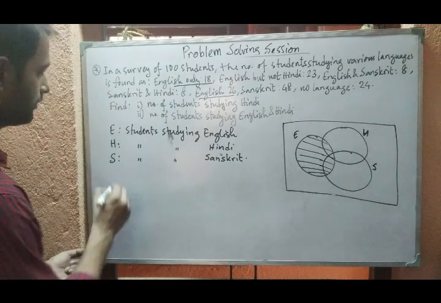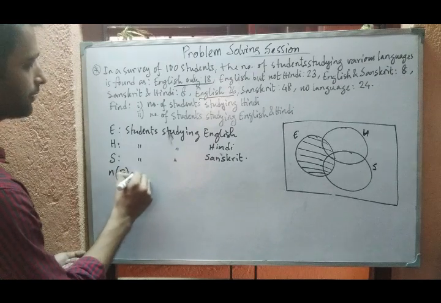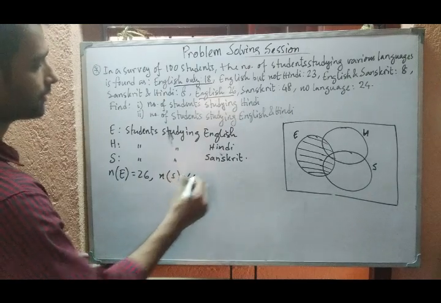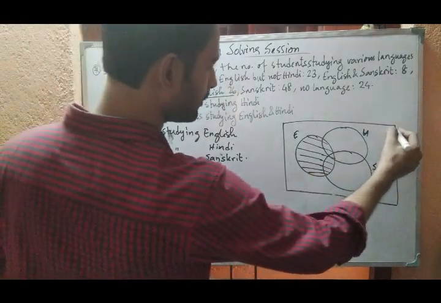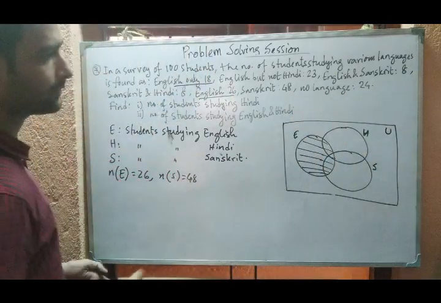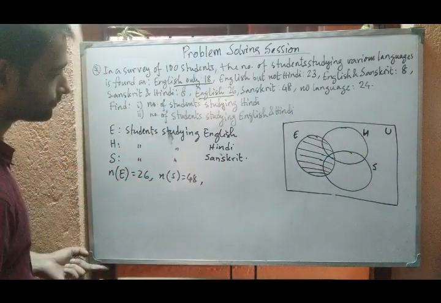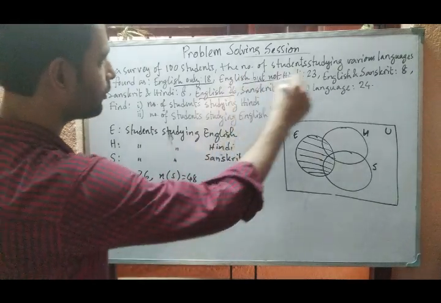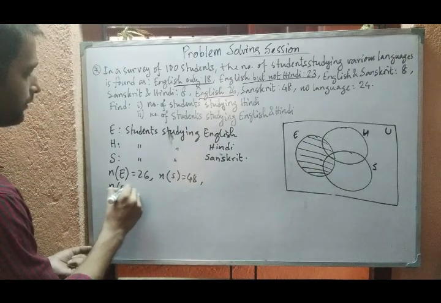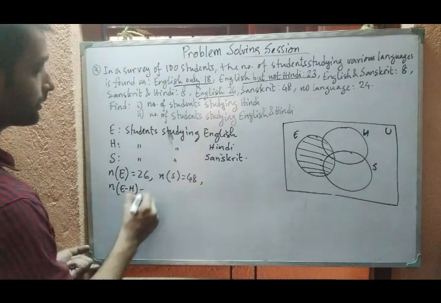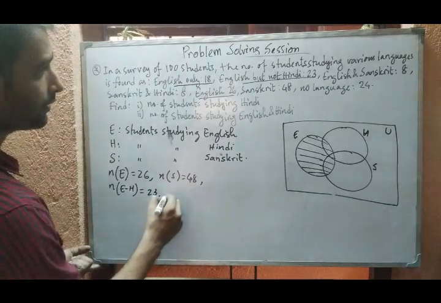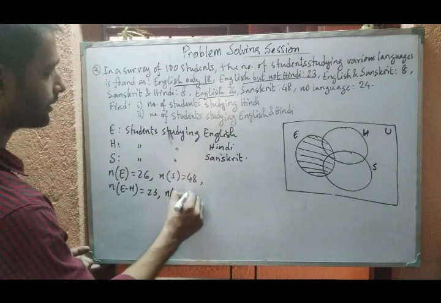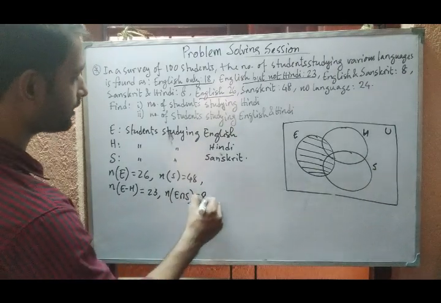So what we have here, n of E is given as 26, n of S is given 48. If you take the rectangle as the universal set, then we'll find it. English but not Hindi, that means E difference H, it is given as 23. English and Sanskrit means E intersection S, it is given as 8.